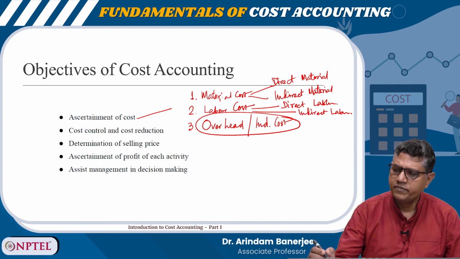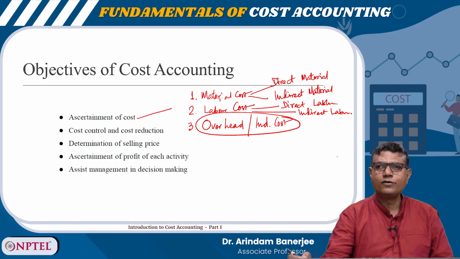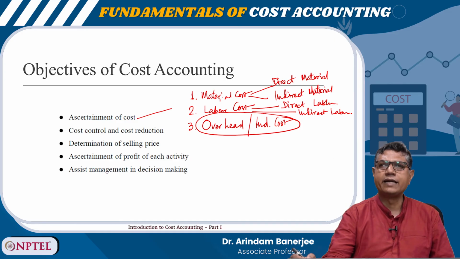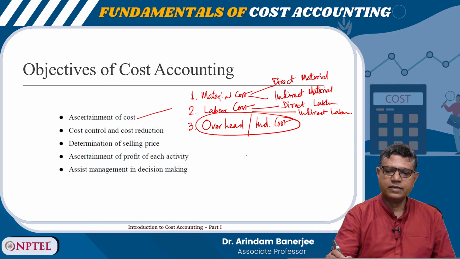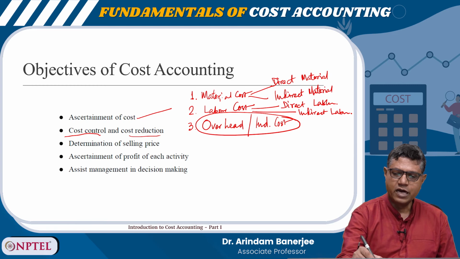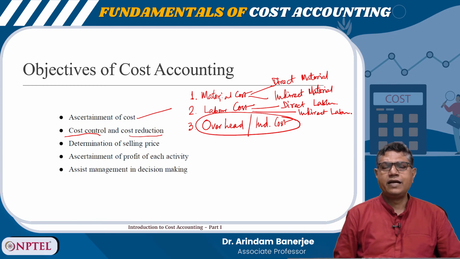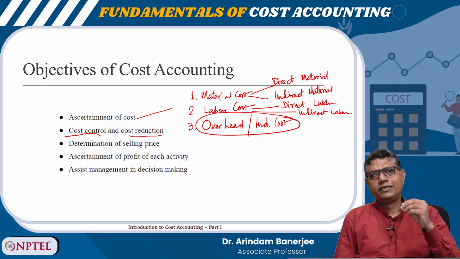Fine. So, I can classify the cost elements under these categories. Once I record all the cost elements, the second element which is important is cost control and cost reduction. As I said, the basic objective of a company is creation of value for its stakeholders.